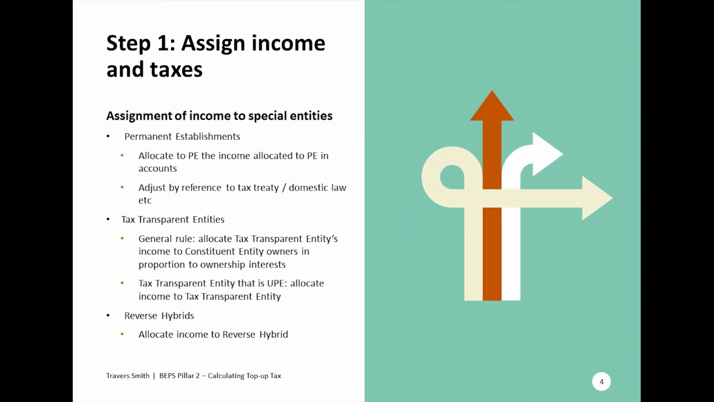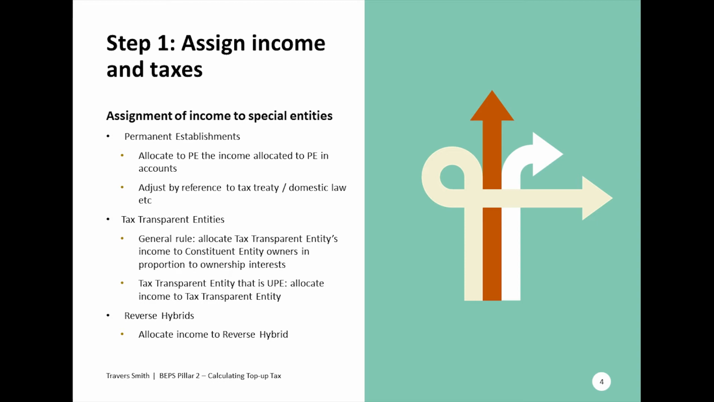As well as calculating the income, it needs to be assigned to the constituent entities. And there are some special rules for assigning income to special types of entities. Let's start with permanent establishments. Now, there are different types of permanent establishments under the GloBE rules. There's a hierarchy in the definitions, which starts with permanent establishments that arise under a tax treaty, and then goes on to permanent establishments that arise under domestic law, and so on.